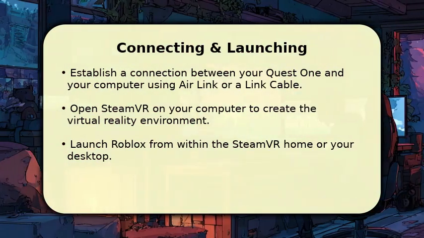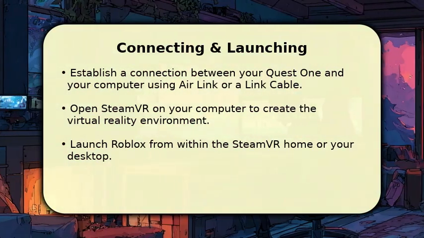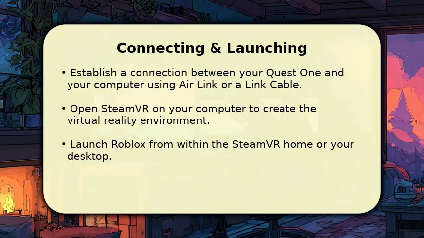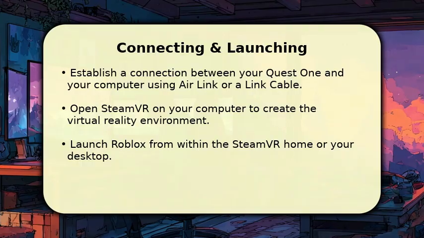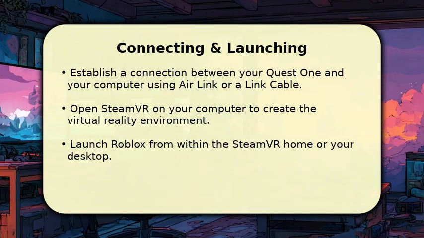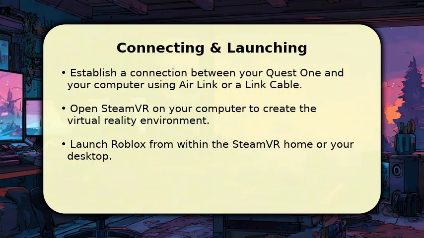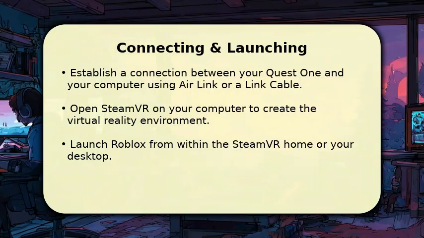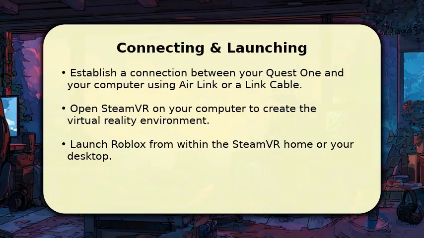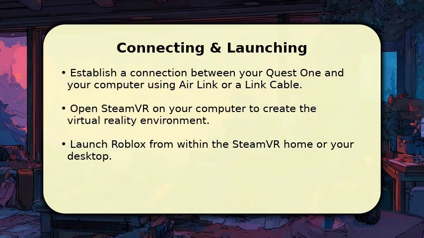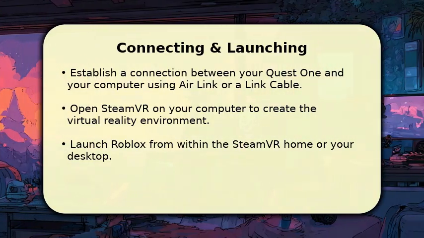First, launch the Oculus PC app on your computer and establish a connection to your Quest 1, either wirelessly via AirLink or with a USB 3 link cable. Once connected, open Steam VR. From within the Steam VR environment, you can then launch the Roblox desktop application. This will enable Roblox to render in virtual reality, allowing you to control it with your Quest 1 controllers.